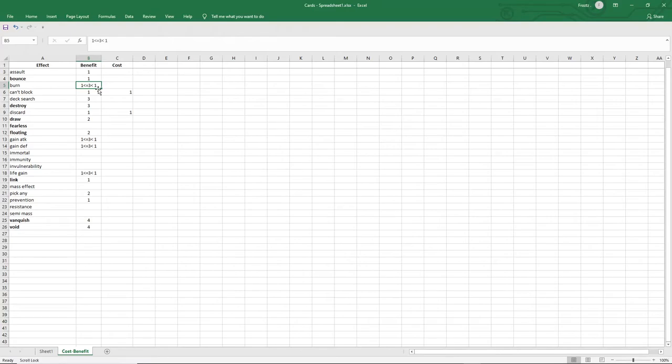So for instance, if a card burns your opponent for 5 damage, then the benefit there is 3. The first three points would be 1 benefit, and then each point after 3 would be plus 1. So 3 plus 2 is 5, therefore it's 1 plus 2, so the benefit is 3.